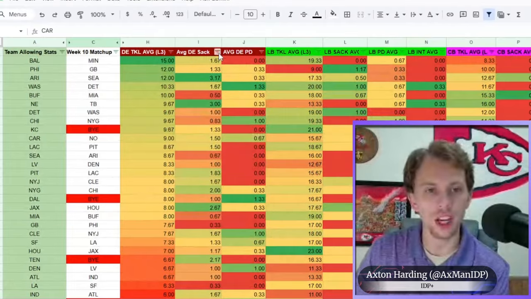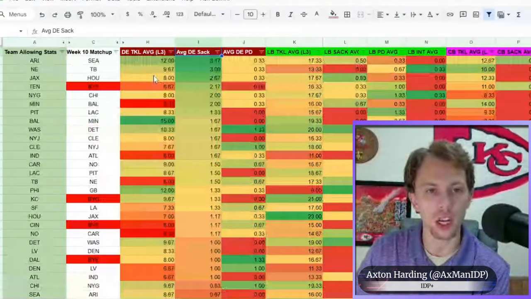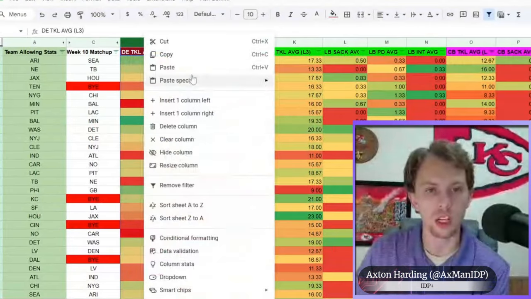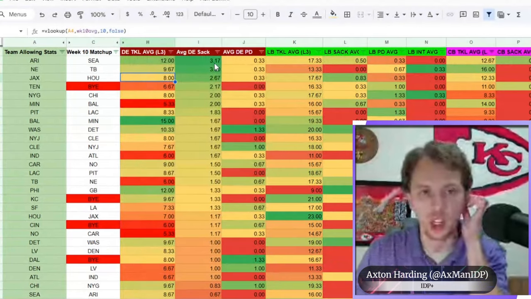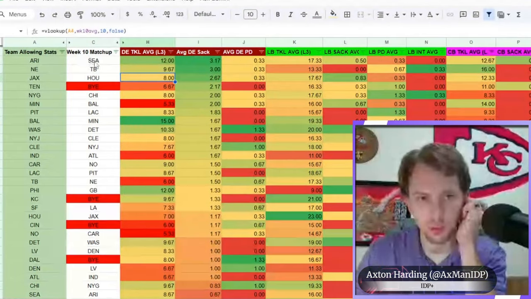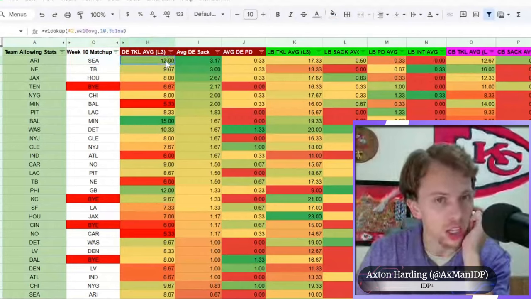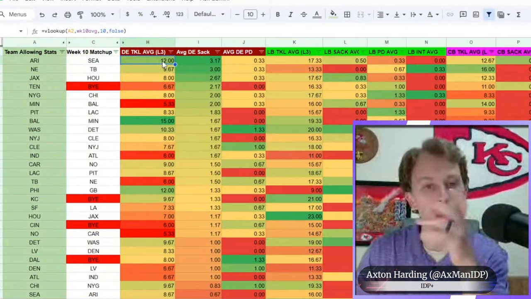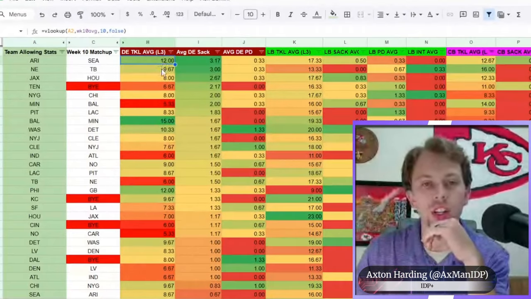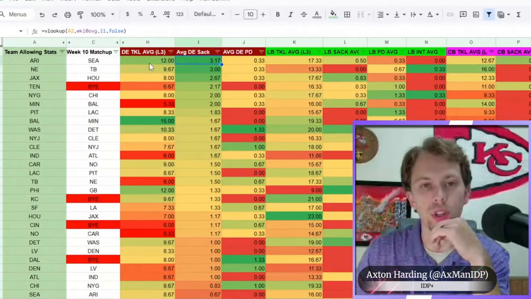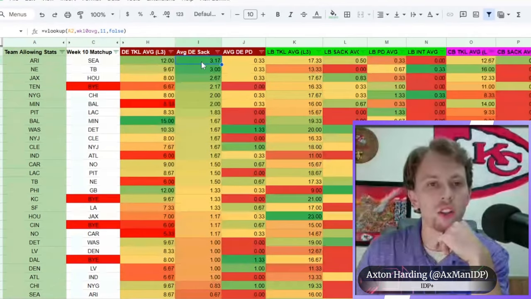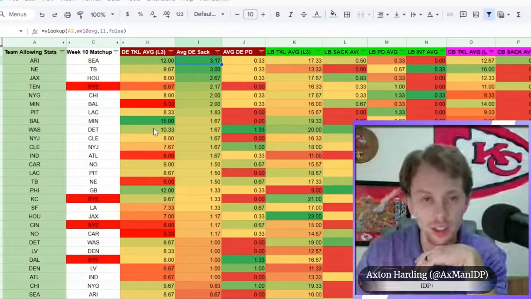Now let's look at sacks for the defensive end. We'll go ahead and even hide this column. No, we don't want to hide that column, because if we've got a good pair here, like Seattle Seahawks defensive ends, they find themselves in a pretty good, not the greenest column, but a pretty green cell here, and it's at the top for defensive end sack production allowed. So Seattle Seahawks defensive ends are in a tasty matchup this week.